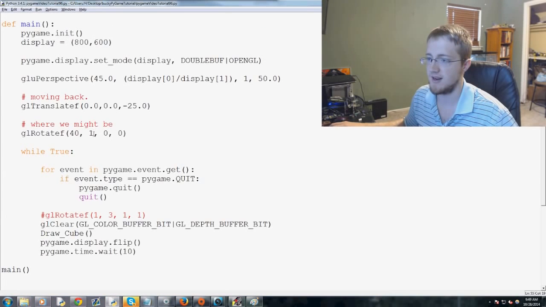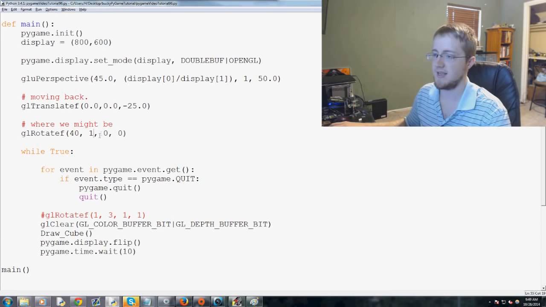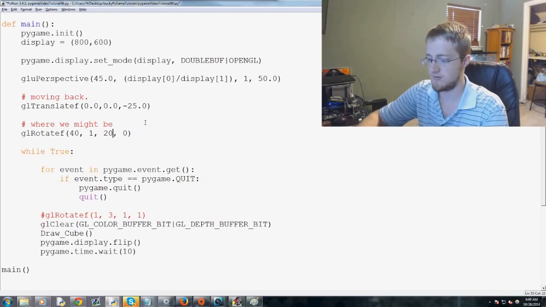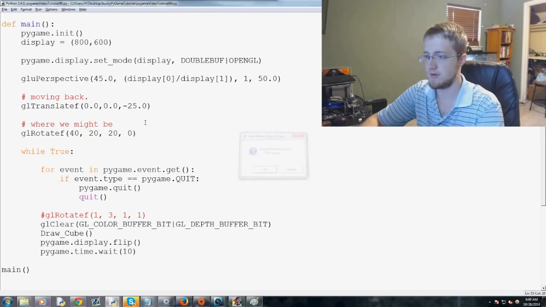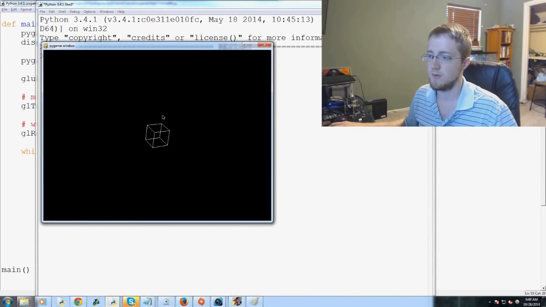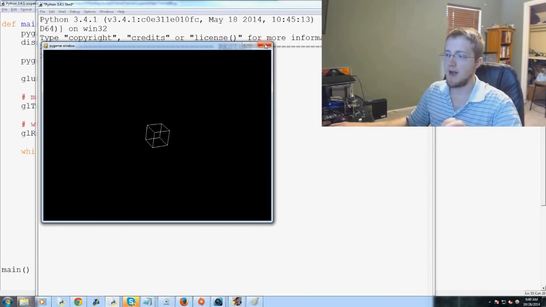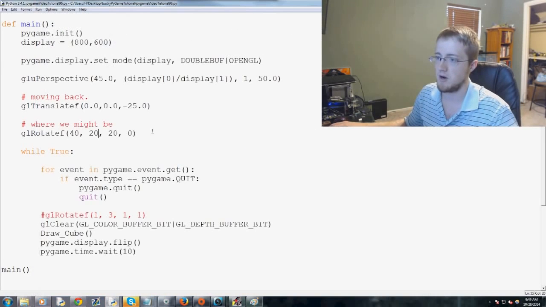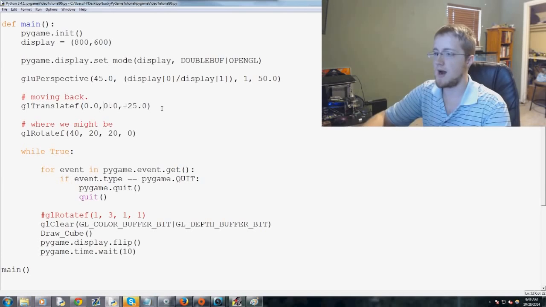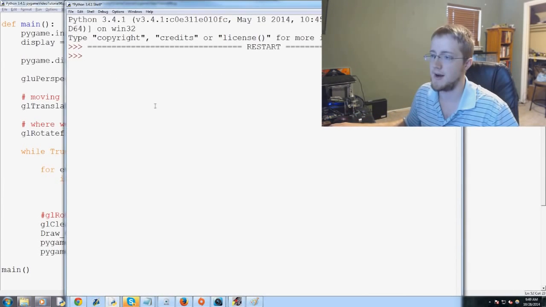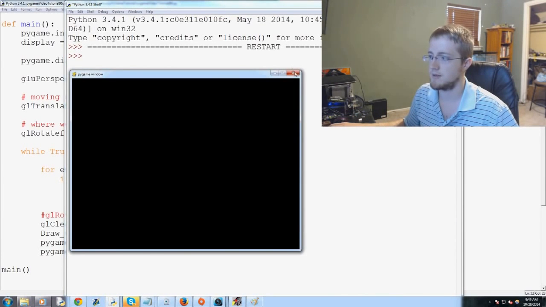Hold on, let's rotate 20. See if we can get it. There we go. So now it looks a little bit more like a cube. So now we've moved way back. We can also do something like this. So this is your X, this is your Y. So we can do 25 on the Y. It's just gone.